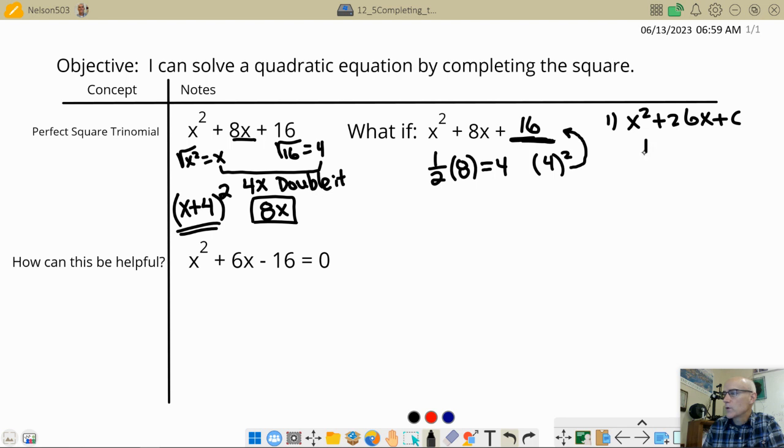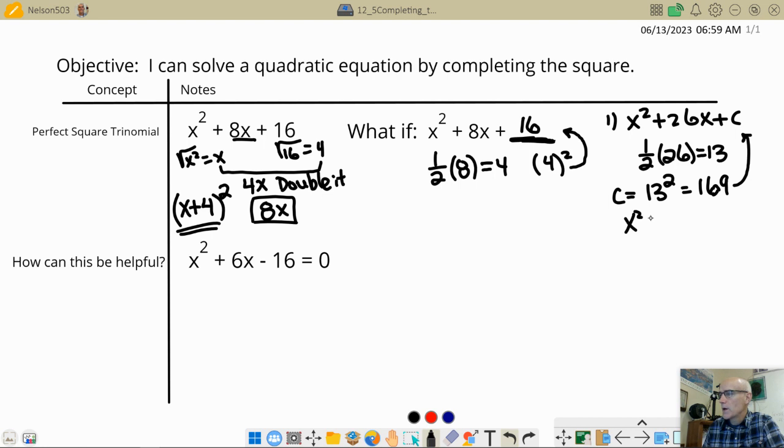All right, so now what do we do? We take half of the 26. So half of 26 is 13. Now I take 13 and I square it. That gives me 169. That goes right there for our c value. So you could just put down c equals 169. Now, it doesn't ask us to factor it, but if we did have x squared plus 26x plus 169, it factors to x plus 13 squared.